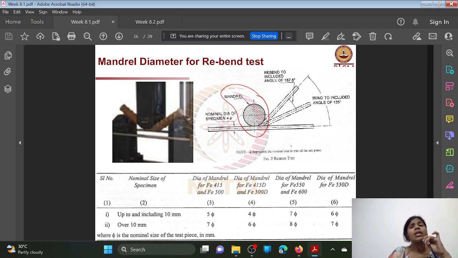And why is there a specification for the diameter of this mandrel? If you use a lesser diameter mandrel, then when bending the rebars there will be formation of sharp edges, and thereby the test will not be appropriate. That's why for the mandrel also there are specified diameters from the IS specifications.